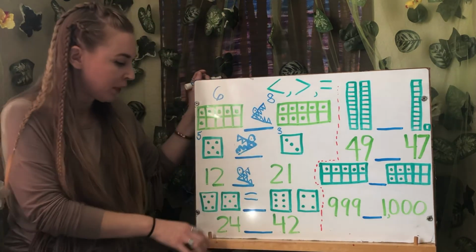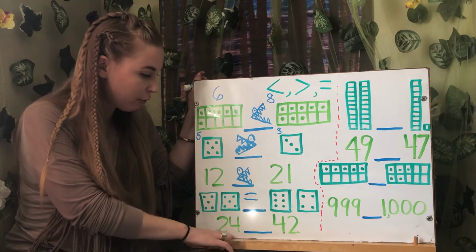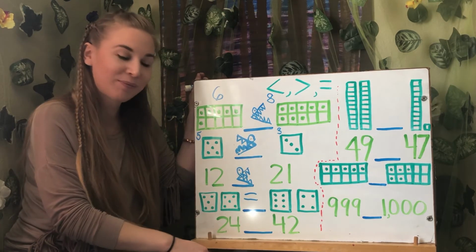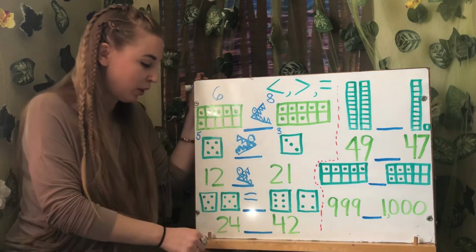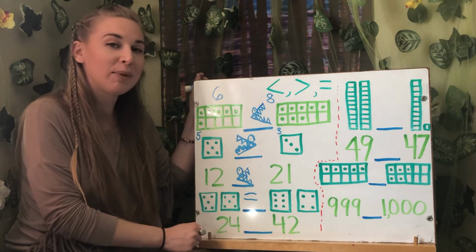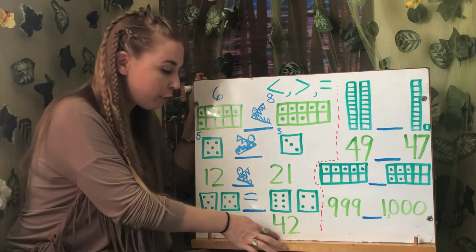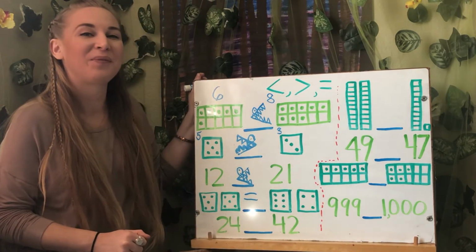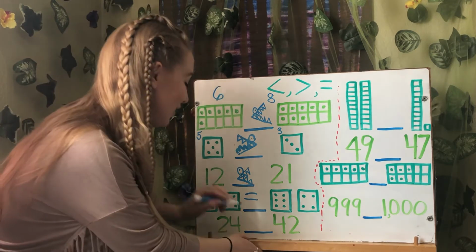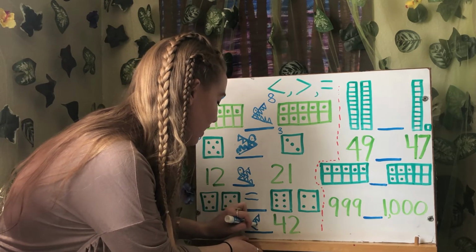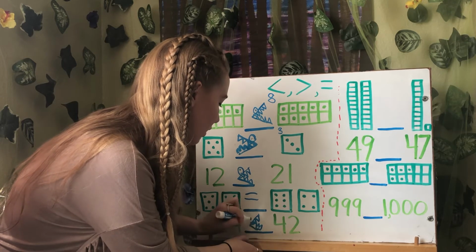There we go. Down here, 24. What's this number called? 42. Is 24 going to be less than, greater than, or equal to 42? It's less than, it's smaller. So remember, we want the alligator to eat the bigger number, and let's make that a little longer.